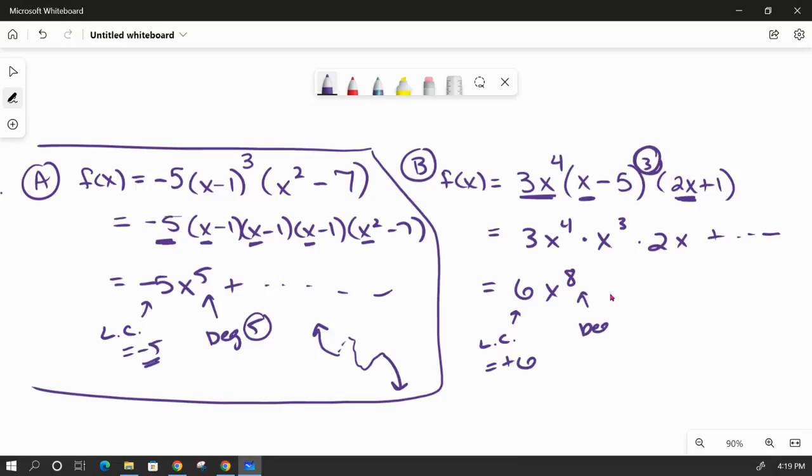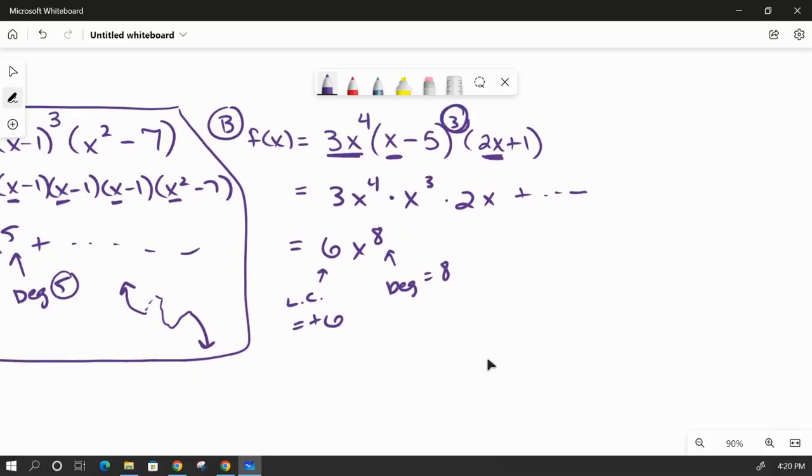Our degree is 8. And that tells me, since my leading coefficient is positive, I know the right side of my graph is going to go up. Since my degree is even, the left side will be doing the same. And there'll be some other stuff that goes on in between that we really don't care about. But the right side is increasing. The left side is also increasing.